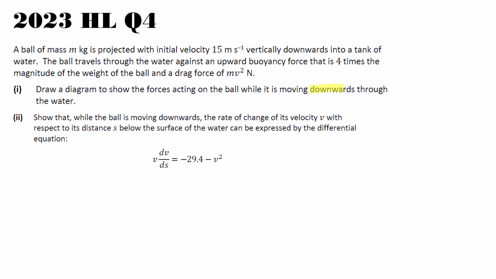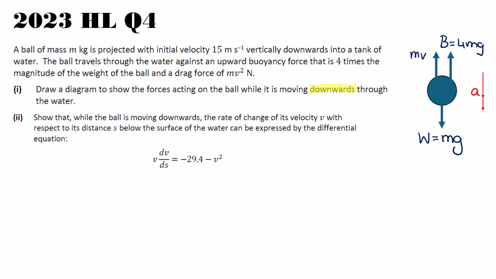Okay, so we're moving down through the water. So here's our ball. We have our weight, which is acting down. So weight is equal to mg. And then we have 2 forces pushing it up. So it's an upward buoyancy force that is 4 times the magnitude of weight. So that is my buoyancy, which is 4mg. And then we are working downwards. So there is my movement downwards. So then the drag force will always oppose motion. So there's our drag, which is mv squared.